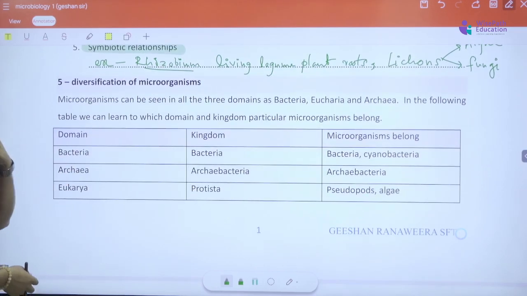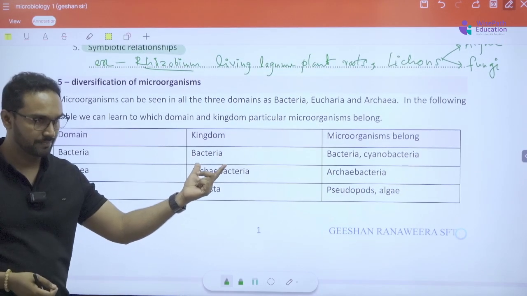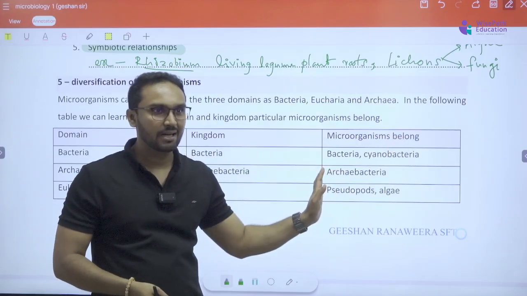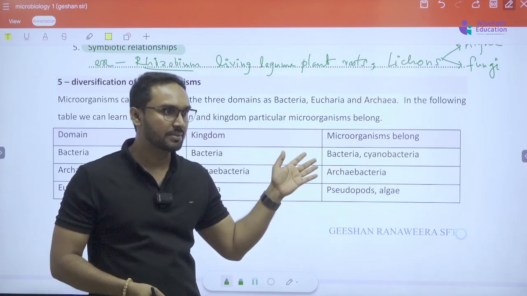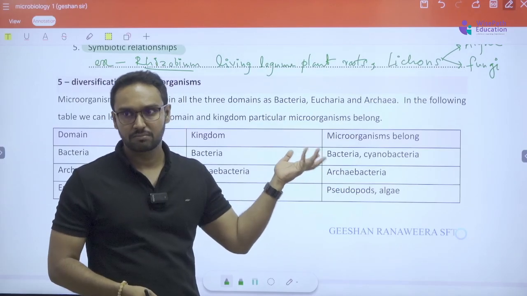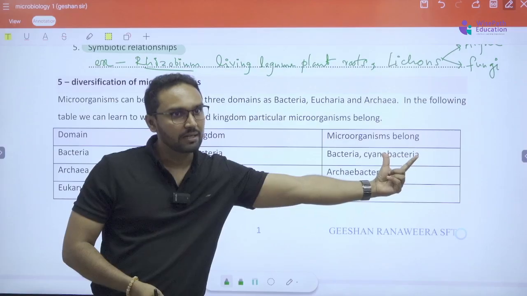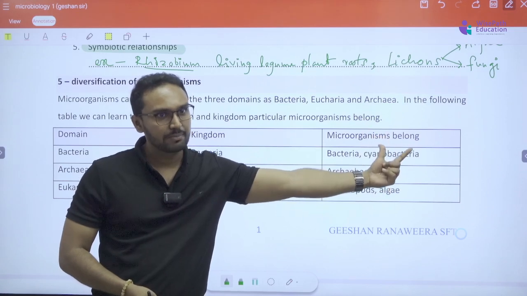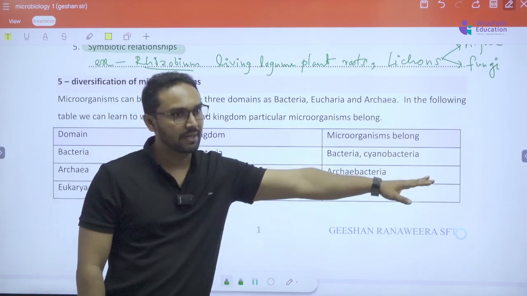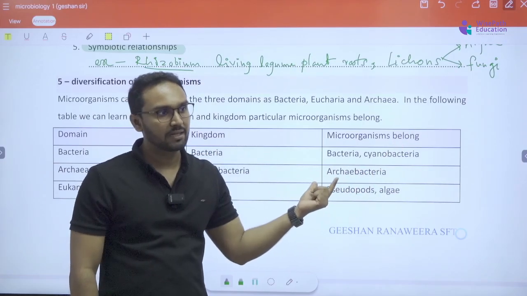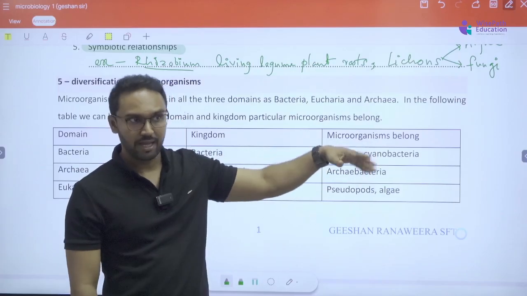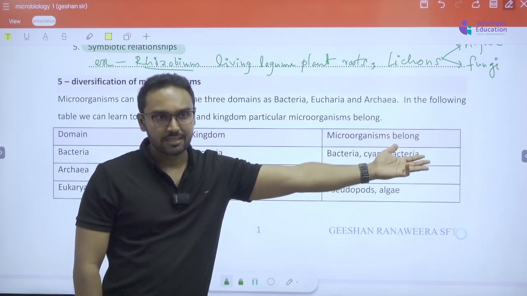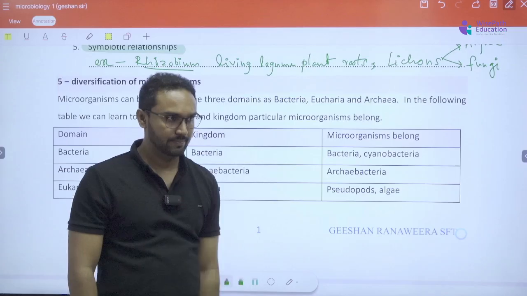Under the bacteria domain, there is a kingdom called the bacteria kingdom. The microorganisms belonging to it are bacteria and cyanobacteria. Bacteria can have different respiratory types and different nutritional types. But cyanobacteria only do photosynthesis and respire aerobically. The diversity of bacteria is more, but the algae or cyanobacteria only photosynthesize and respire aerobically.